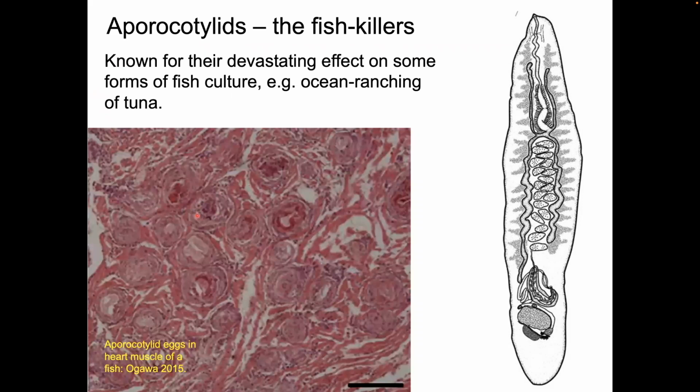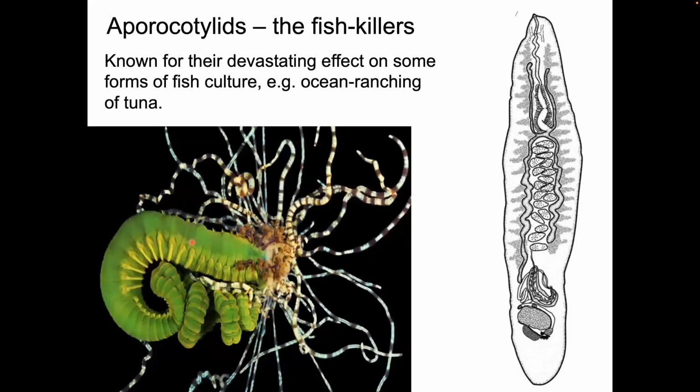And this kind of image is quite typical. This is heart muscle, and each of these granulomas you can see here surrounds a single Apocalid egg. These eggs also often build up in the gills. That's how they escape from the fish. So they build up in the gills and rupture the gills, causing damage there as well. Until quite recently, nobody knew what the intermediate host was, some kind of snail. Well, no. Does anyone know what this is?